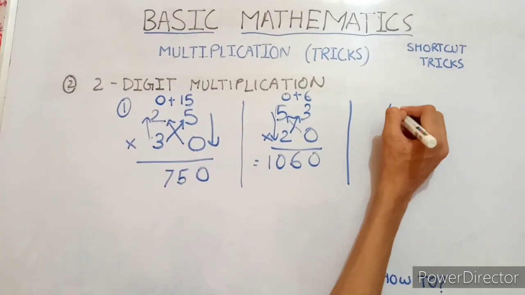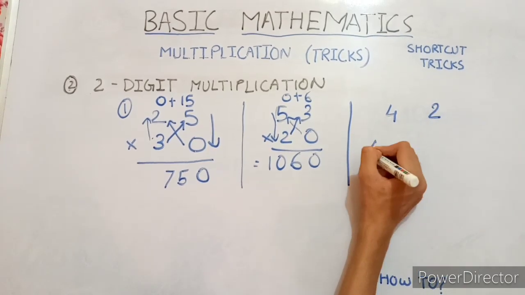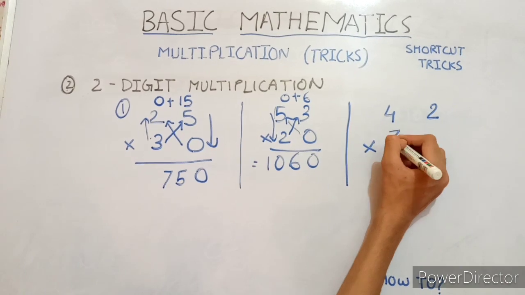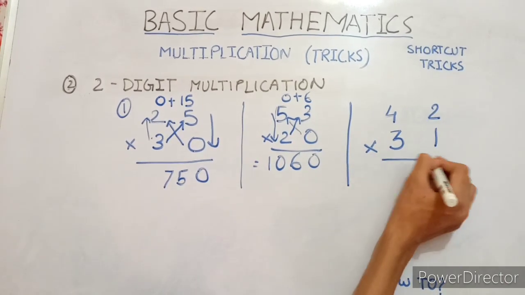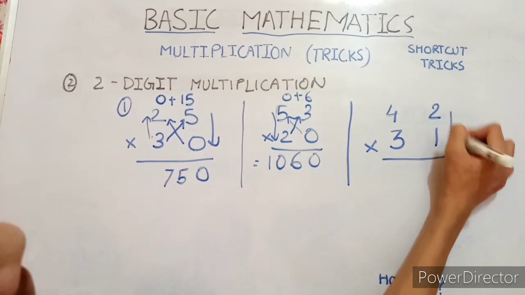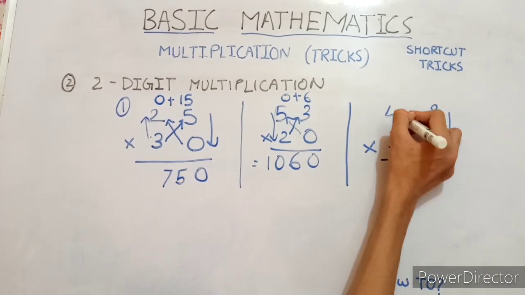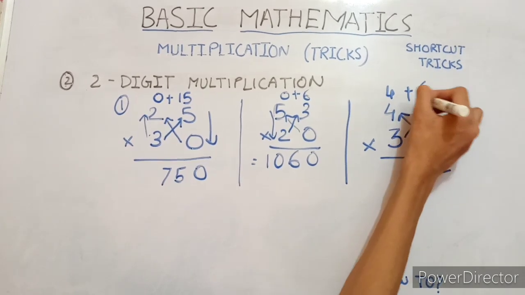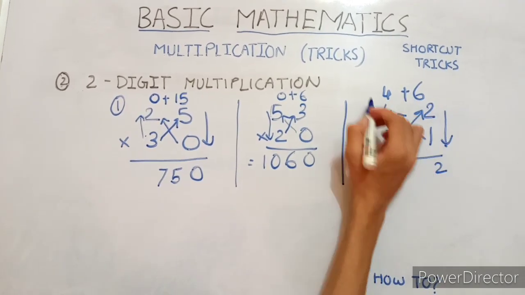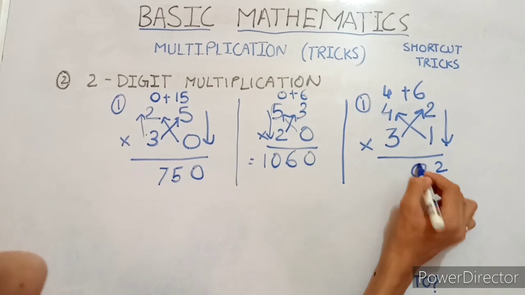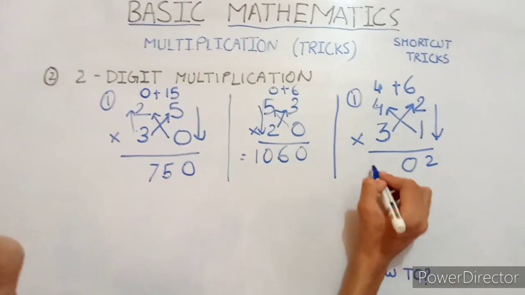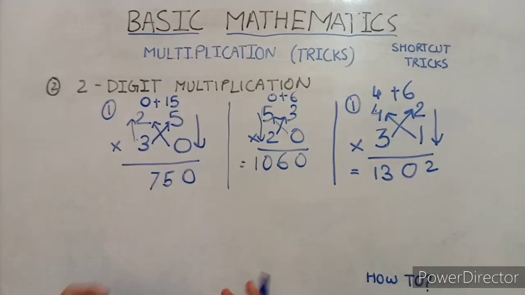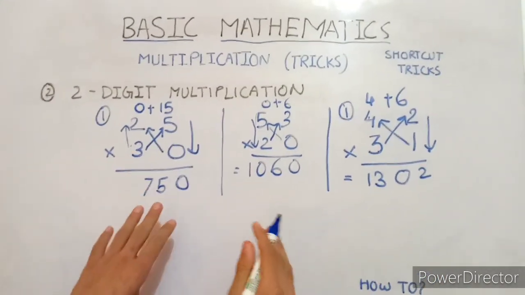Let us multiply 42 with 31. Let us multiply them. So first 1 2s are 2, then 1 into 4 is 4, plus 3 2s are 6, then add them. 6 plus 4 is 10, so 1 carry 0 here. Then 4 into 3 is 12, plus 1 is 13. So you got the answer as 1302. This was the second trick, which was also very simple.